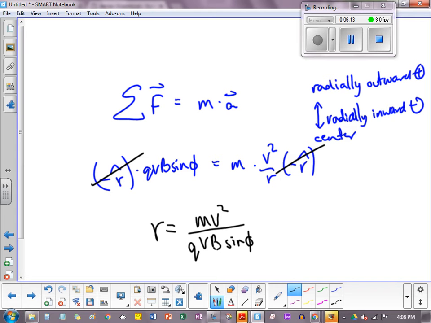Now, if you further restrict the situation to make phi 90 degrees, then you don't need the sine phi. It's just 1, you see. Okay, but you can see that an object that's more massive would follow a larger radius. So if you had a proton and an electron, they have the same charge, and if you sent them in at the same velocity, the larger mass object, which is clearly the proton, would take on a larger radius circle. Oh, by the way, one of the v's cancels, right? So you can get rid of this v.